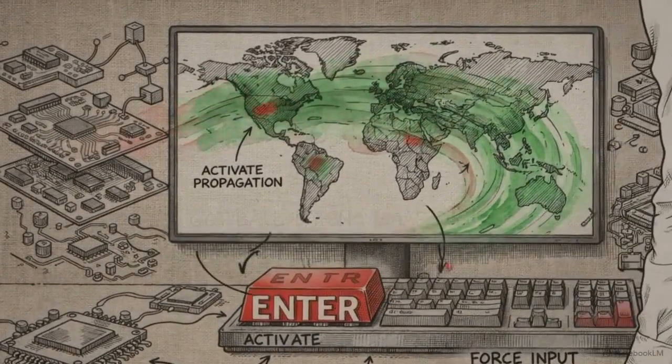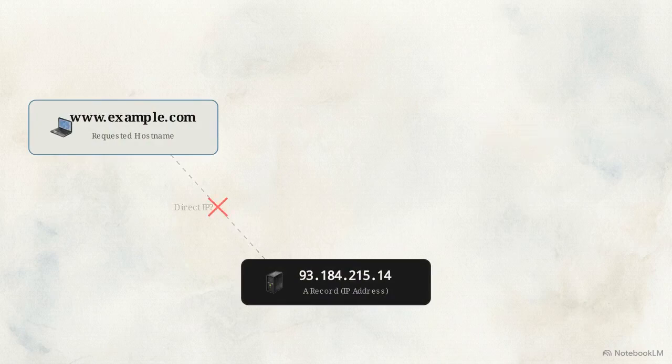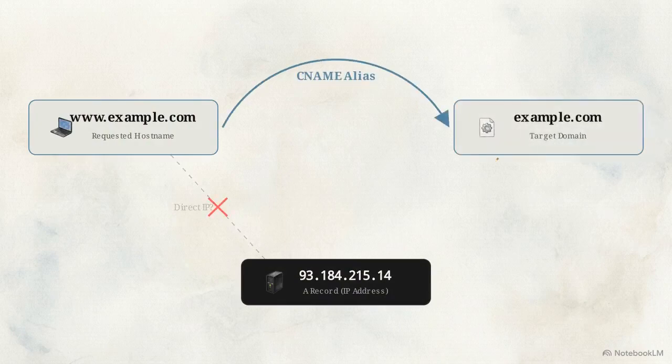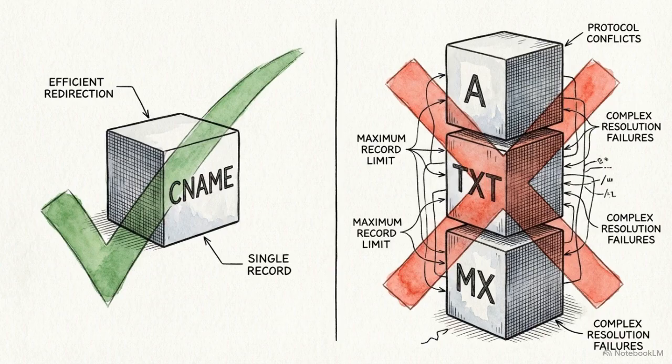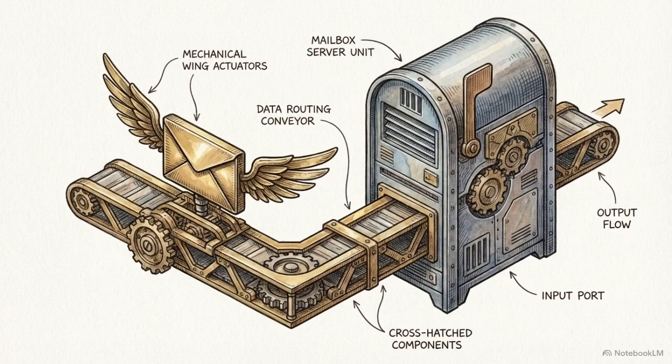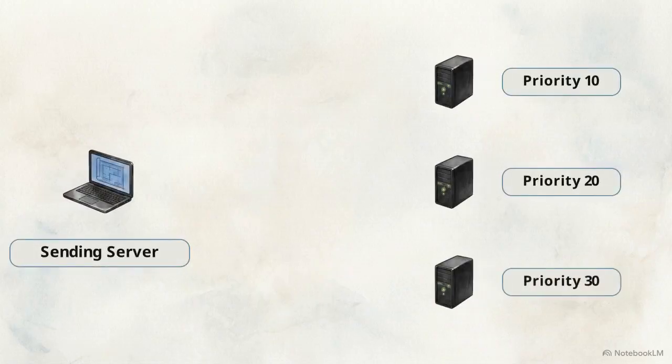Canonical name records, or CNAMEs, function as aliases that point one domain name to another, rather than directly to an IP address. Under strict protocol constraints, a CNAME record cannot coexist with any other record types for the exact same label. This restriction is critical when configuring mail exchange records, which identify the authoritative mail servers for a domain. MX records use a priority system for failover.